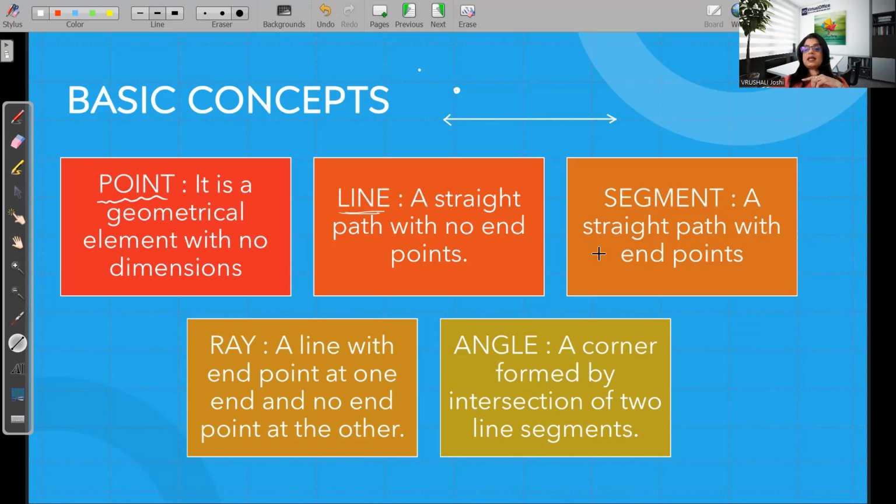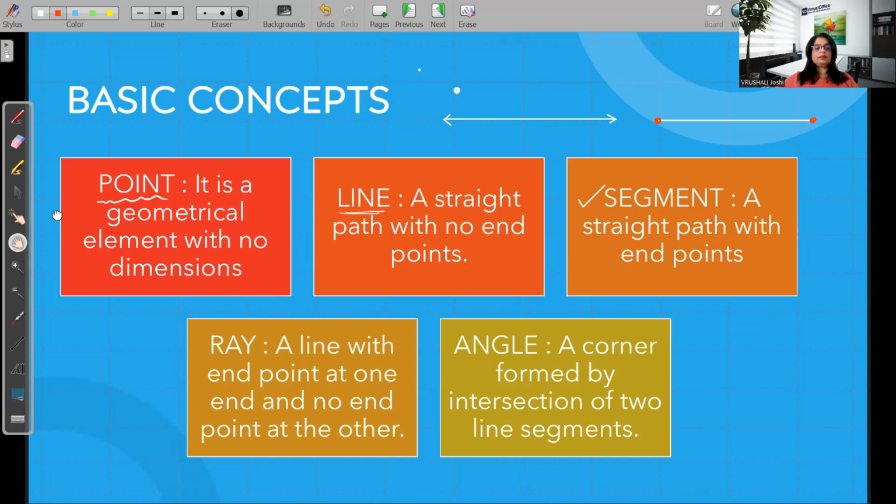Then we have the line segment. What is a line segment? A line segment is something that just goes straight like this, and you just have two endpoints. These are not arrows. So a line segment is a fixed line. It has endpoints. A line does not have an endpoint. That's the basic difference.